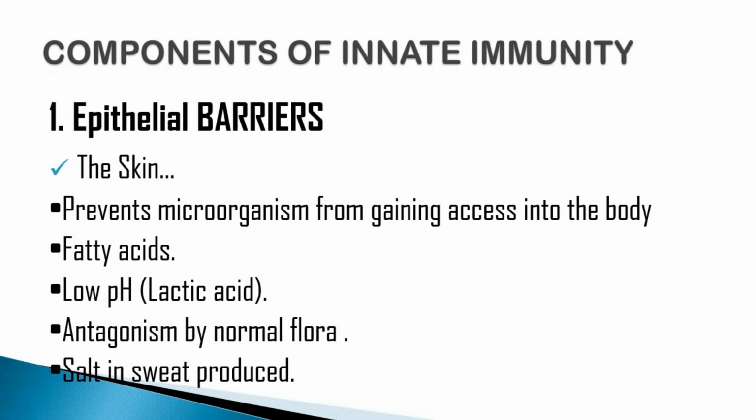Let's look at the components of the innate immune system. There are two components: number one, you have what you call epithelial barriers, and then you have cells of the innate immune system. So for epithelial barriers, number one, you have the skin. Your skin will prevent microbes from gaining access into your body. So the skin is part of the innate immune system.